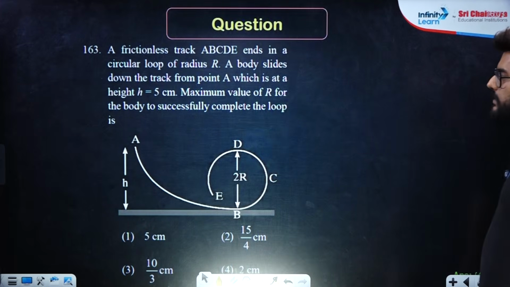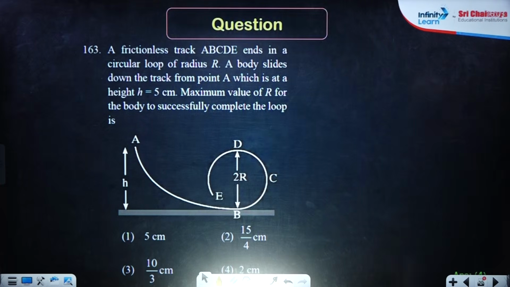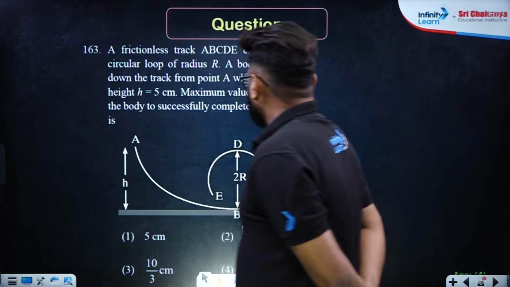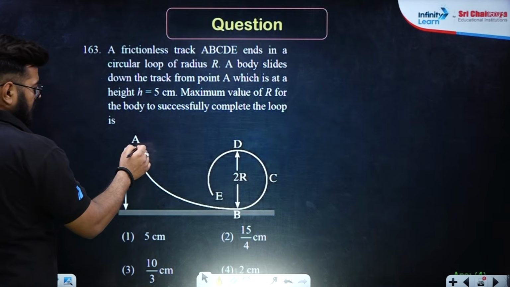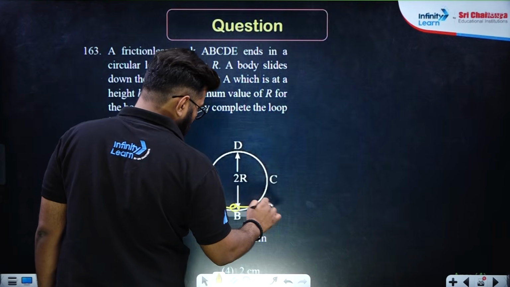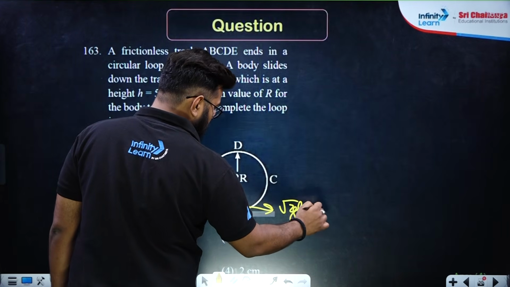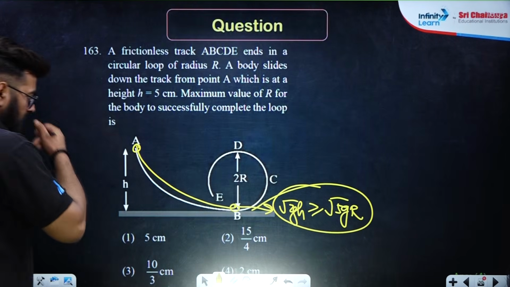A frictionless track ABCDE has a circular loop of radius capital R. A body slides down the track from a point A, which is at a height h equals 5 centimeter. The maximum value of capital R for the body to successfully complete the loop is? No problem, sir. When the body moves from here to here, it will have a speed of root 2gh, and this should be greater than or equal to under root of 5gR. So through this you can find out the value.